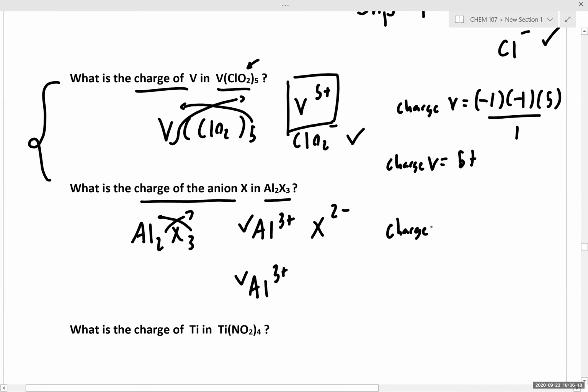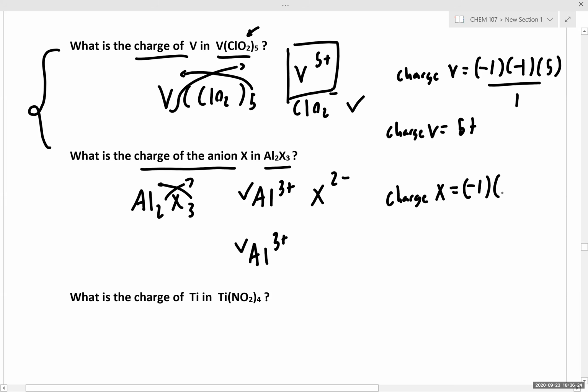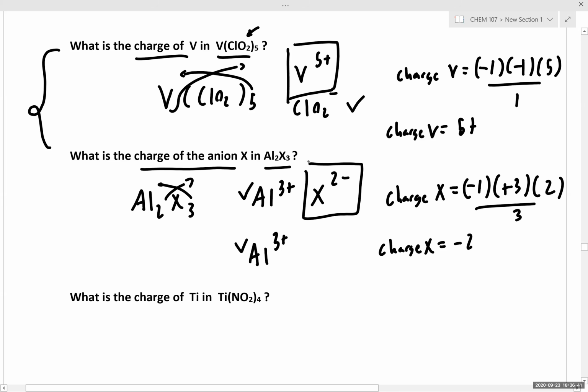If we wanted to solve for the charge of X, we take -1 times the charge of our cation, which is +3, times the number, which is 2, over the number of anion, which is 3, and that gives us a charge of -2. Any questions on this example?